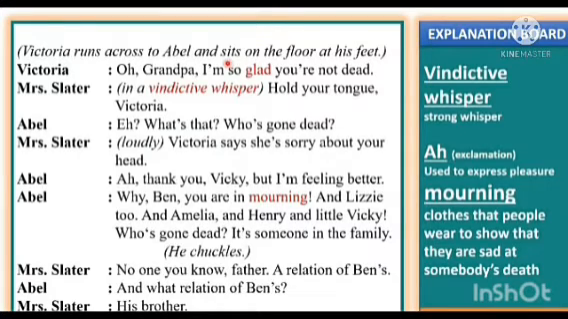And Abel says, "Why, Ben, you are in mourning?" Mourning means clothes that people wear to show that they are sad at somebody's death. Why are you in mourning dresses? All of you, Amelia, Henry, little Vicky and Elizabeth, what happened to you? And who's gone dead? Is it in our family or some others? He asked.